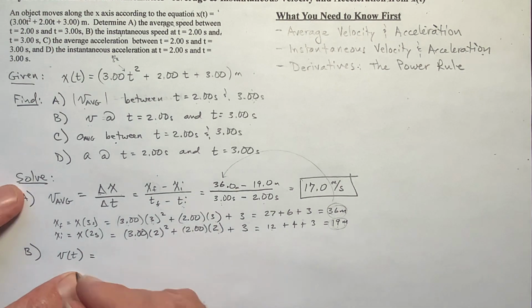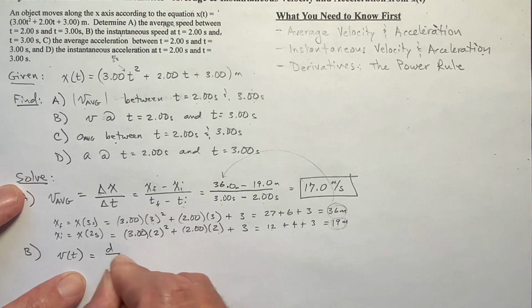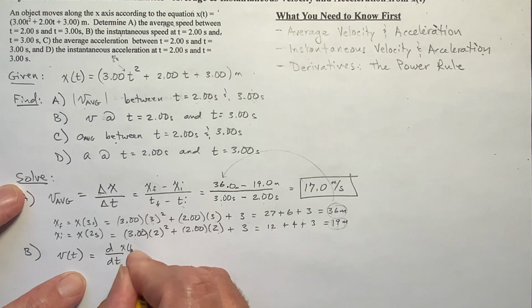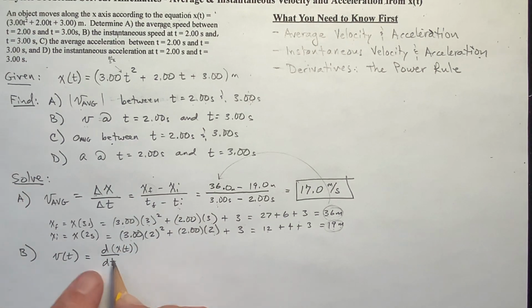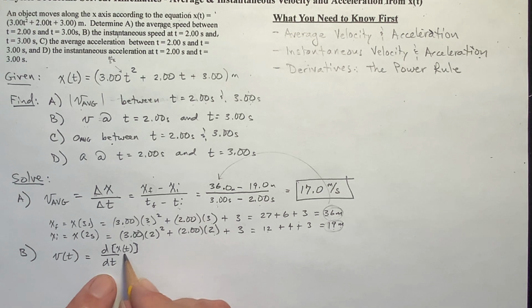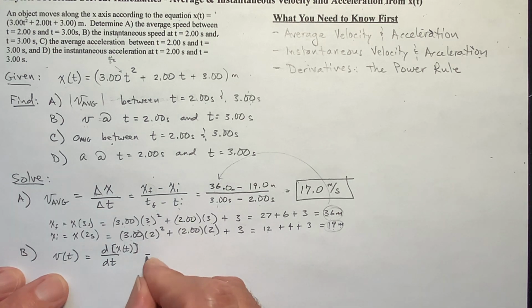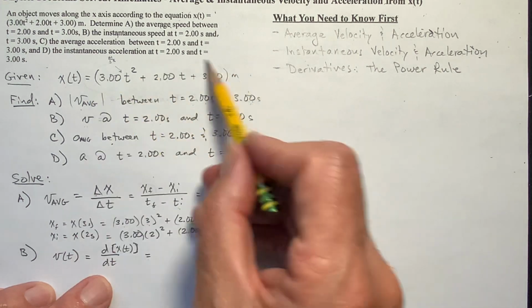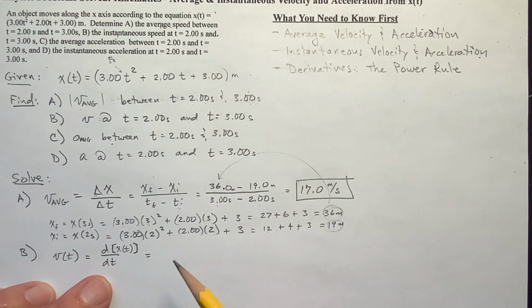The velocity as a function of time is the time derivative of position as a function of time, right? Because this gives me the slope. When you take the derivative of a function, you get the slope of that function, and so velocity is the rate of change of position, or the slope. So we need to take the derivative of this function, and we're going to use the power rule to do it.